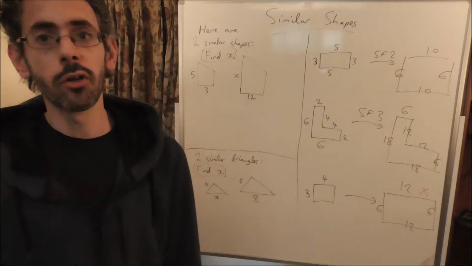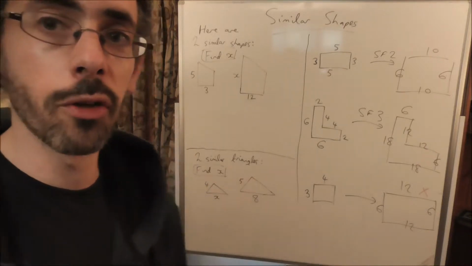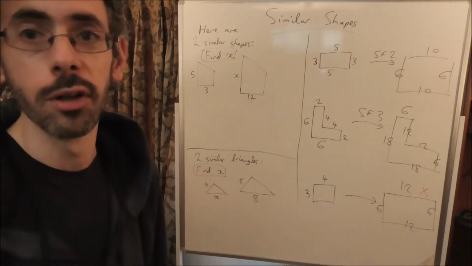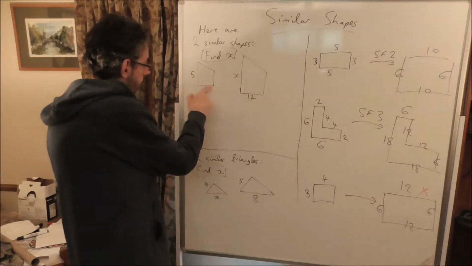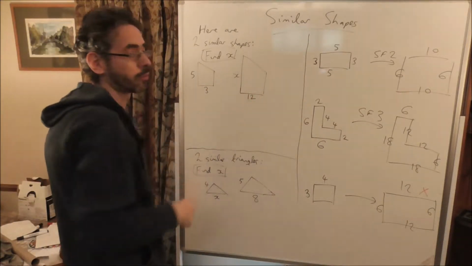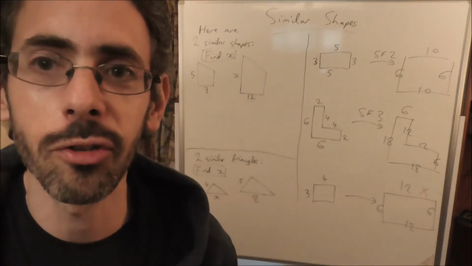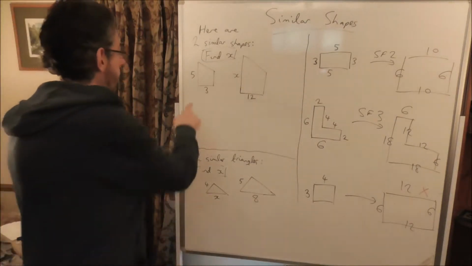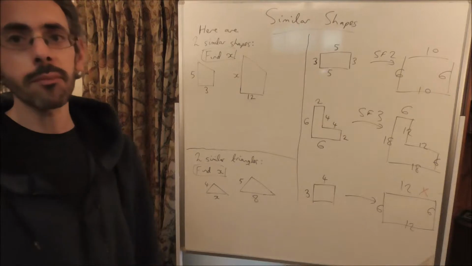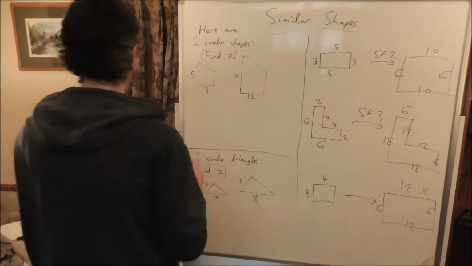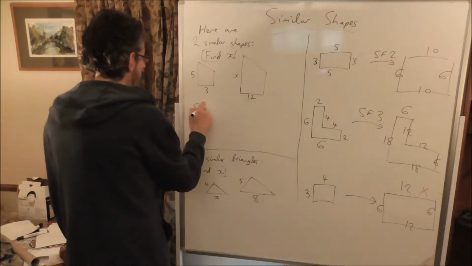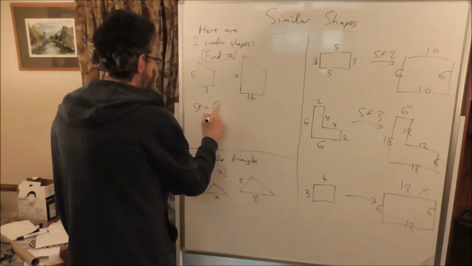One way to solve it, and I'm going to show you two different methods, is to just find the scale factor. So you find a pair of corresponding sides that you know, for example this side and this side, 3 and 12. From that you can see what the scale factor is straight away, because what do you multiply 3 by to get 12? It's 4. 3 times 4 is 12, so the scale factor is 4. You can write that down: the scale factor is 12 divided by 3, which is 4.